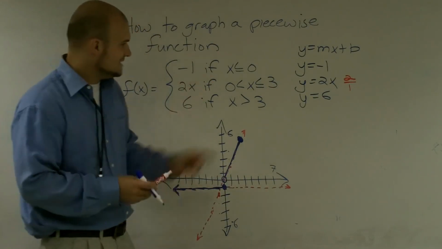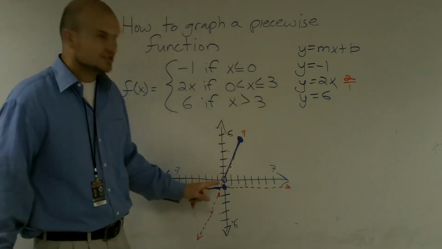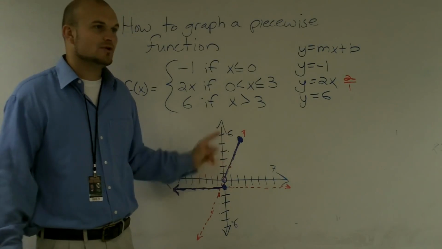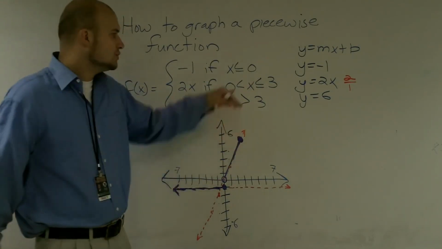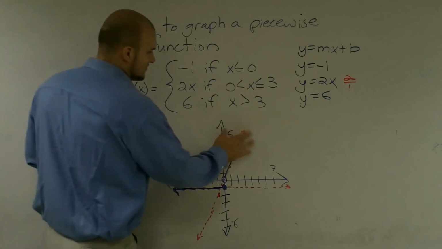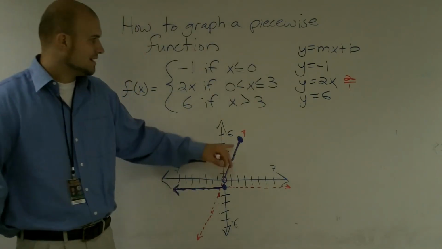So that is, between 0 and 3 is the only time this equation makes sense. That's the only time that equation is true. All these values over here and these values over here, it's not true under these constraints. So I'm not going to include them in my graph.